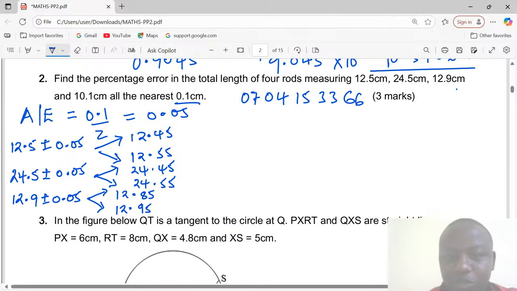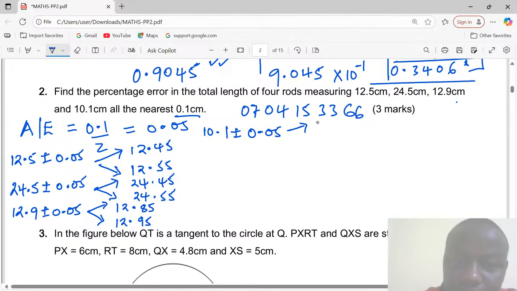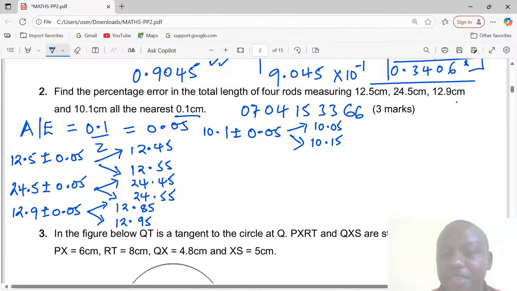Then finally, we are having the last dimension here, which is 10.1. So 10.1 shall lie, when we add the same absolute error of 0.05, when we subtract, at 10.05, and when we add, at 10.15. So these are the limits within which the dimensions have been recorded. They are all to the same accuracy, so they are sharing the absolute error in their recording.